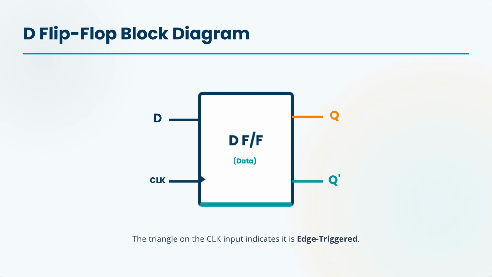This is the block diagram for the D flip-flop. It features the data input, D, and a clock input, CLK. The outputs are the normal Q and its complement, Q prime. The triangle symbol on the CLK input indicates that this flip-flop is edge-triggered.